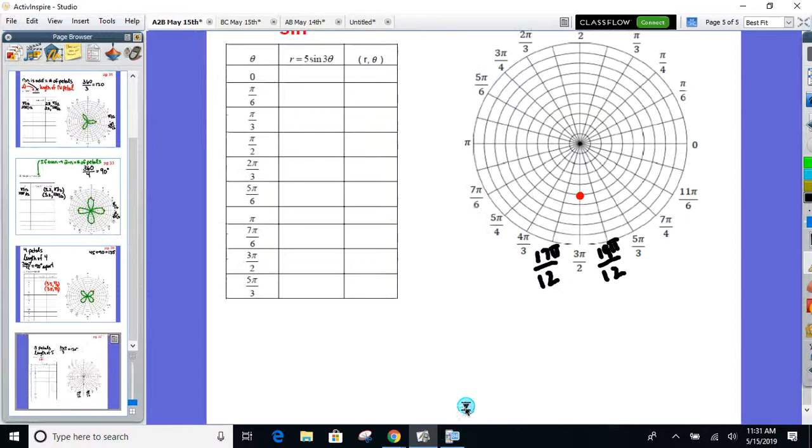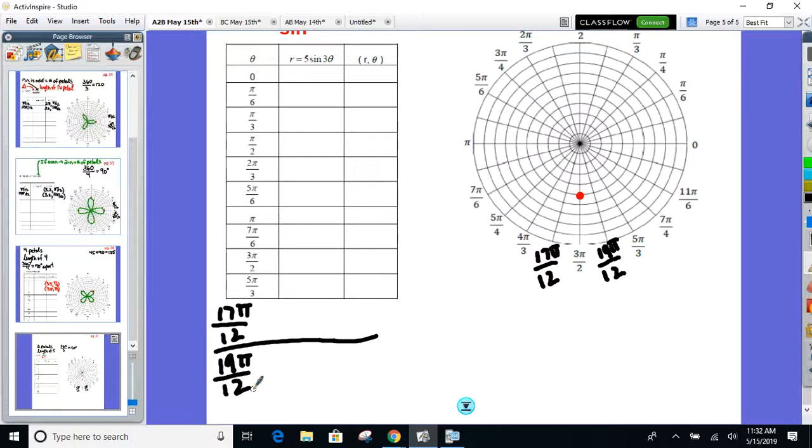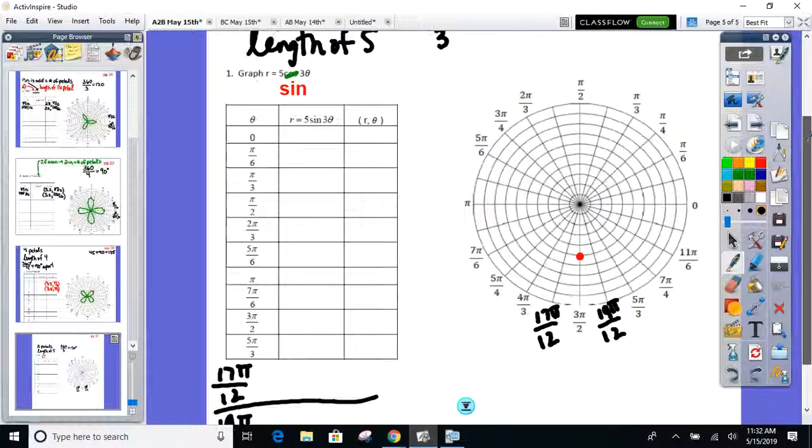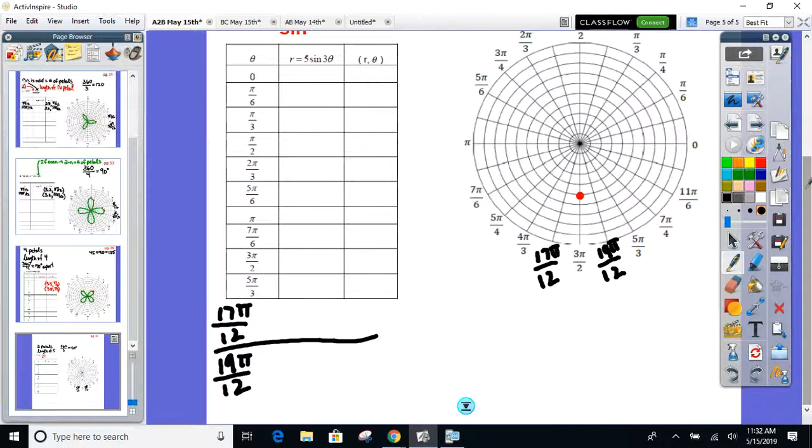So if you want to add into your table right now, 17 pi over 12. And 19 pi over 12. What number are you getting out decimal wise? Something less than 5, I hope. What are we getting out? 3.5? Can I get a confirmation? Yeah, now you're so much more confident. Okay, so 3.5.